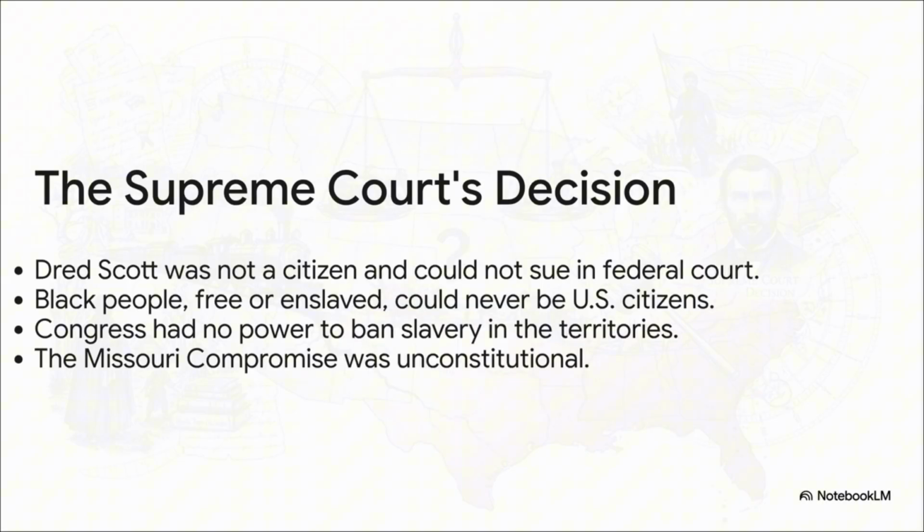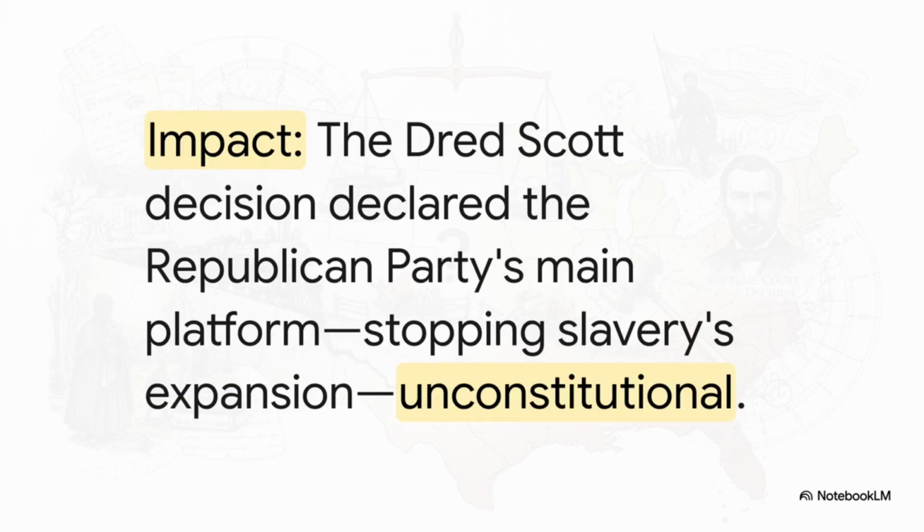The Supreme Court, led by Chief Justice Roger Taney, not only ruled against Scott, but they went way further. Taney wrote that black people, whether they were enslaved or free, were not citizens and could never be U.S. citizens. And because of that, they had no right to even sue in federal court. But then came the biggest bombshell. The court said Congress had no power to ban slavery in the territories, which meant the Missouri Compromise had been unconstitutional all along.